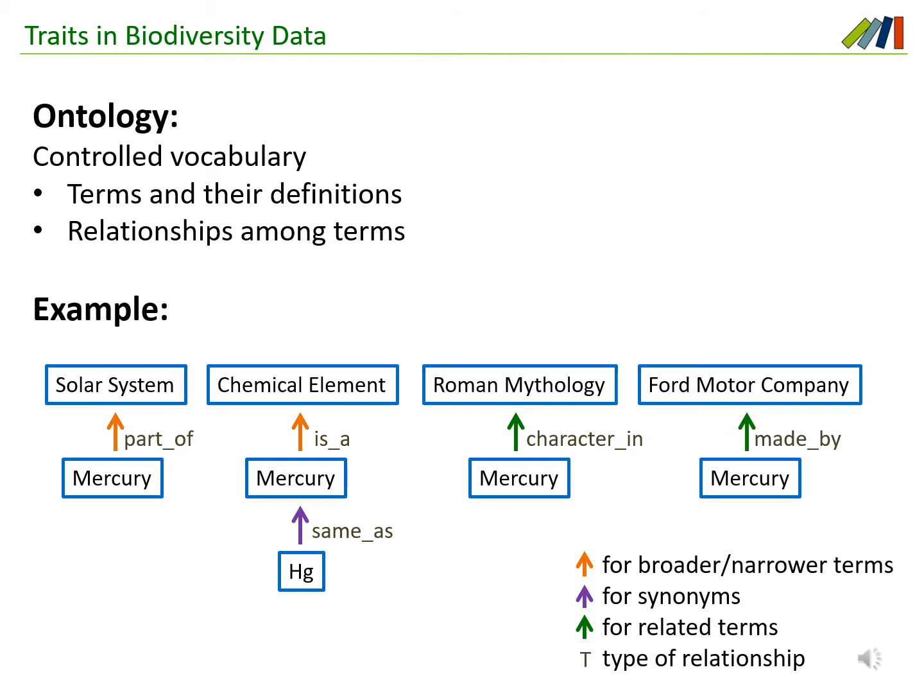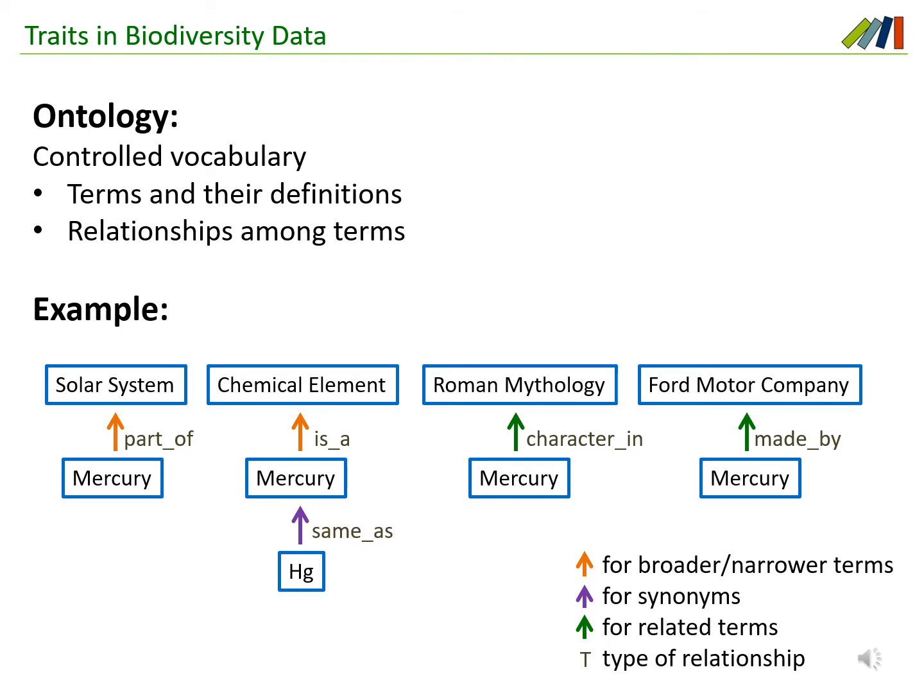Mercury can refer to the planet in our solar system that is closest to the sun. It can also refer to a chemical element. The periodic table element code for mercury is Hg, so this is a synonym of the chemical element mercury. Mercury is also the name of a figure from Roman mythology and the name of a popular model of automobile made by the Ford Motor Company from 1938 to 2011.